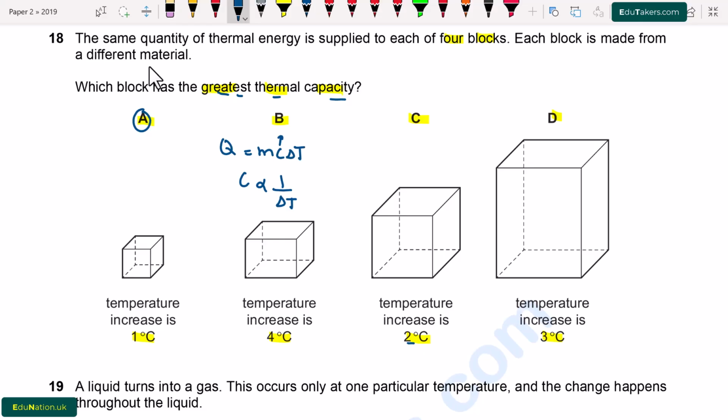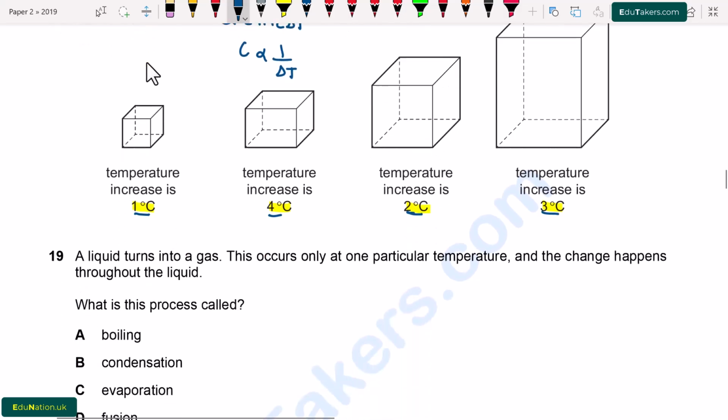So the thermal capacity will be largest for the block that has the smallest increase in temperature. It is block A, for which the increase in temperature is smallest, which is 1 degree C, and it is smaller as compared to 4 degree C, 2 degree C and 3 degree C. So option A is correct from here.